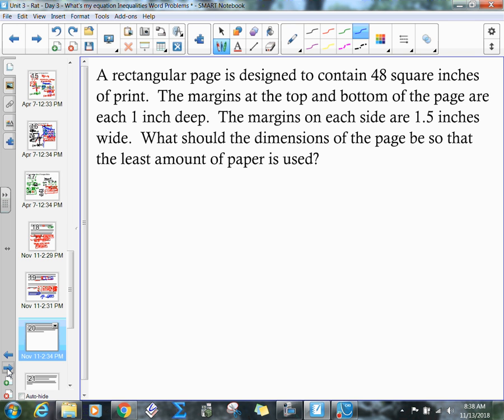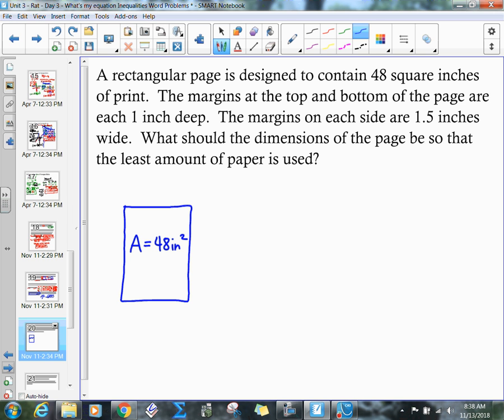A rectangular page is designed to contain 48 square inches of print. Rectangular page. We're printing something. And so it says it's got 48. The area here is 48 square inches.